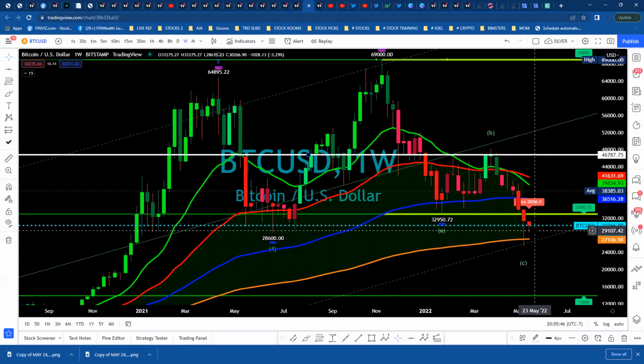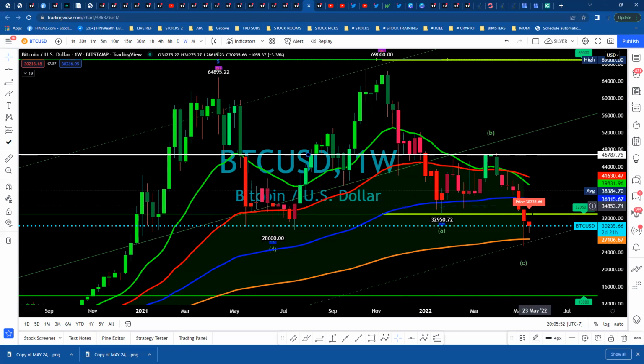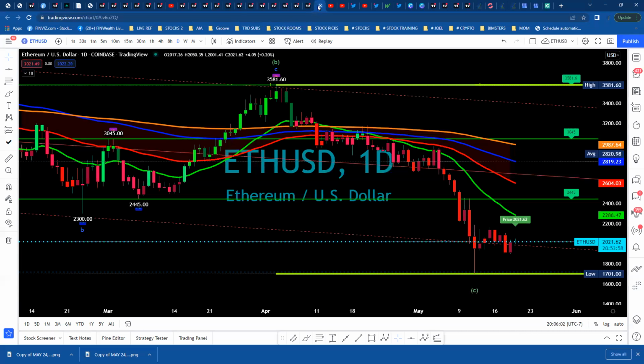Bitcoin is sitting here flat in between our line here at 33 and the 200-day moving average at 27. So we'll see what this weekend brings. Definitely watching the crypto this weekend to see what that does, maybe for next week.